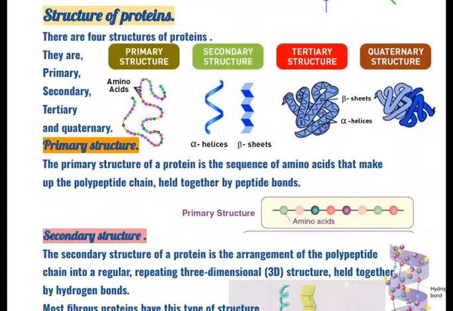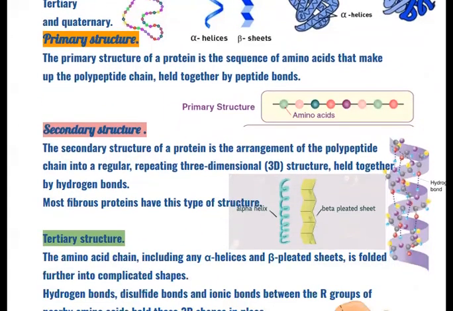Primary structure. The primary structure of a protein is the sequence of amino acids that make up the polypeptide chain, held together by peptide bonds. Secondary structure. The secondary structure of a protein is the arrangement of the polypeptide chain into a regular, repeating three-dimensional, 3D, structure, held together by hydrogen bonds. Most fibrous proteins have this type of structure.